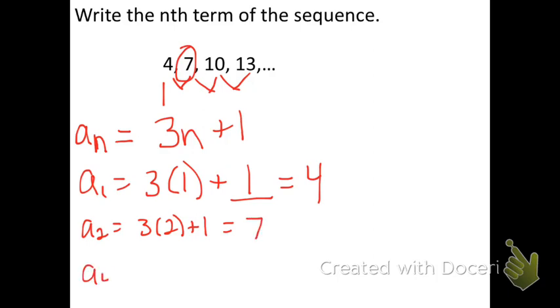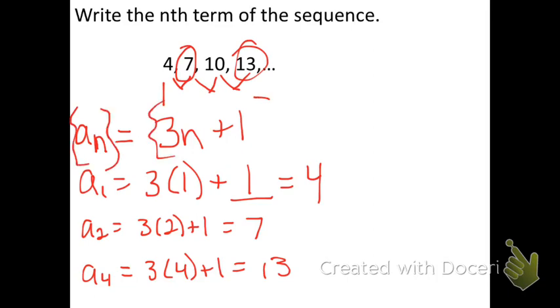Let's make sure it works for the fourth term. You should just make sure it works for all of them. So 3 times 4 plus 1, which is 12, plus 1 is 13. Is that what our fourth term is? It sure is. It's 13. Looks like this is going to work. So here's our definition. A sub n equals 3n plus 1.